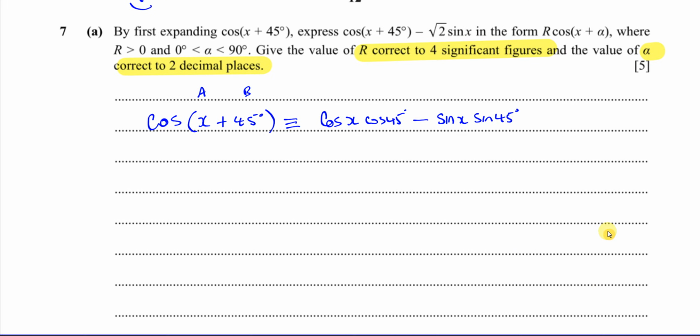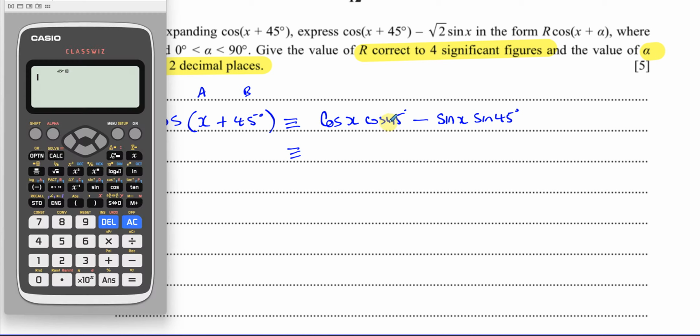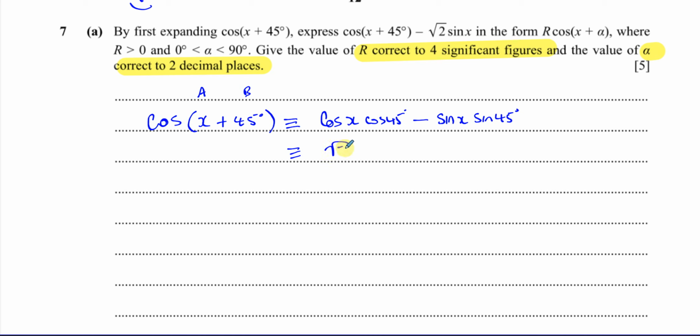So we can now write this in more exact form, because we know that the cosine of 45 degrees is root 2 over 2, or 1 over root 2. You can use a calculator if you're not sure. I know the cosine of 45 and the sine of 45 are both root 2 over 2, so this is going to be root 2 over 2 times the cosine of x minus root 2 over 2 times the sine of x. So that's what this expands to give us.